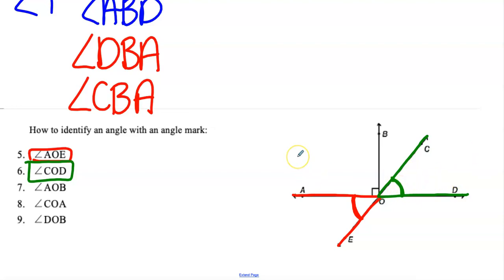All right? Another color, angle AOB. So angle AOB is this right angle over here. It'll be 90 degrees. All right? Now let me erase the screen to show you the rest of them.